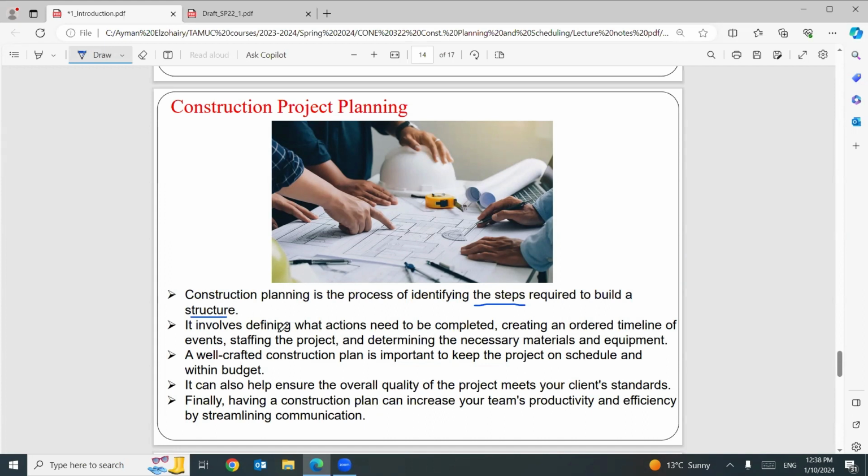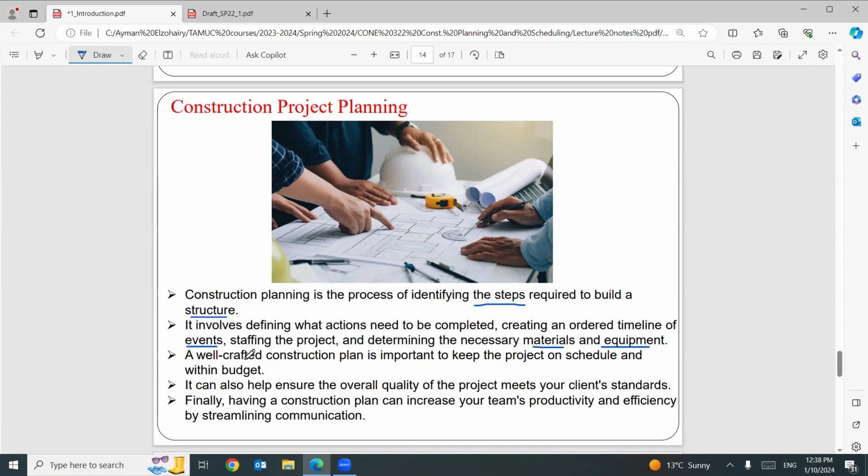So it involves defining what actions need to be completed, creating an ordered timeline of events, staffing the project, and determining the necessary material and equipment. Do you need to rent which equipment? What materials do you need to order to construct your project? This is the plan. We have to put a plan.